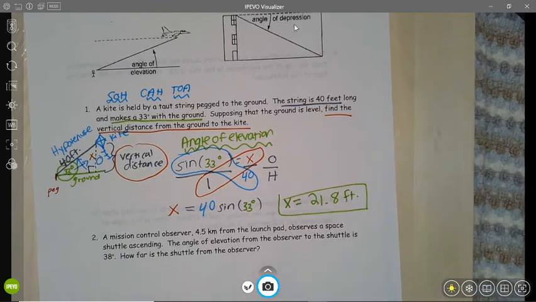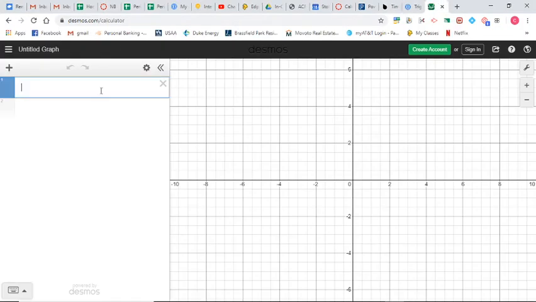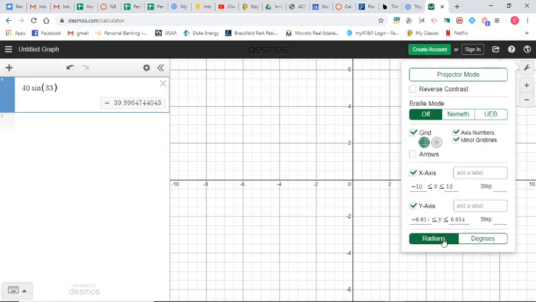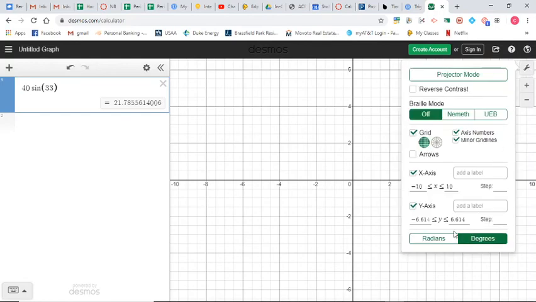So there you go. And again, if you like Desmos.com, all you do is just type it in. So I'm going to type 40 sine of 33. And if you see here, I got a different answer. That's because Miss Long did not check to see if she was in degrees. So remember, you go to the wrench, you go to the bottom. I'm in radians right now, so I need to click on degrees. And when I do that, now it will give me the right answer. So it's always really important to make sure you're in the correct unit. On Desmos, make sure you're in degrees, not radians.